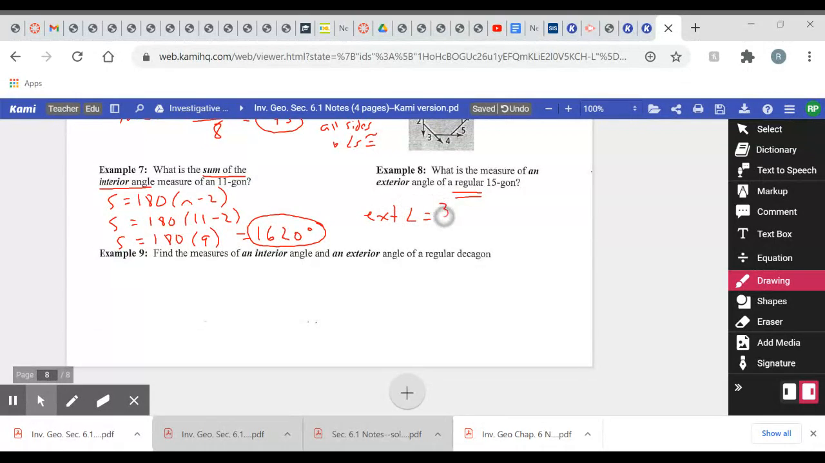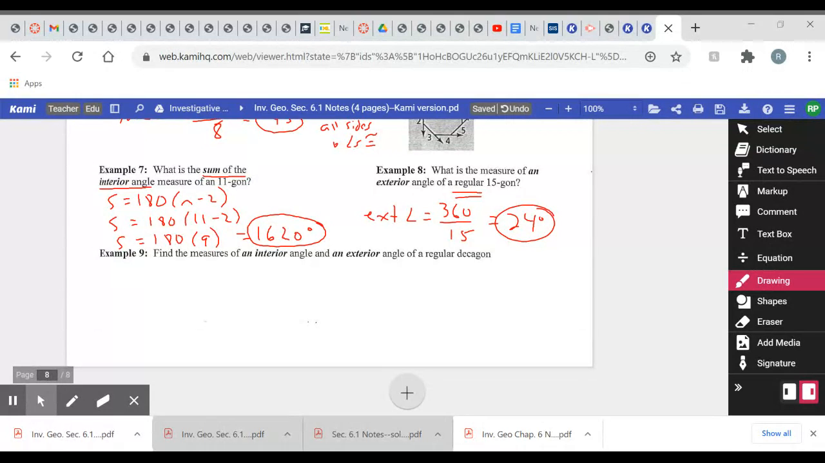I know the sum is 360. I can divide that by how many sides the figure has, which is also how many exterior angles it has. And if I do that, I end up with 24 degrees. And so each of those exterior angles is going to be 24 degrees.